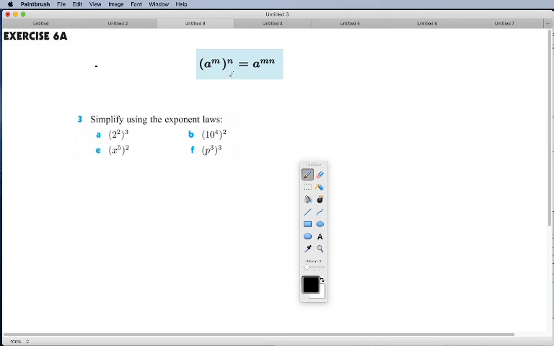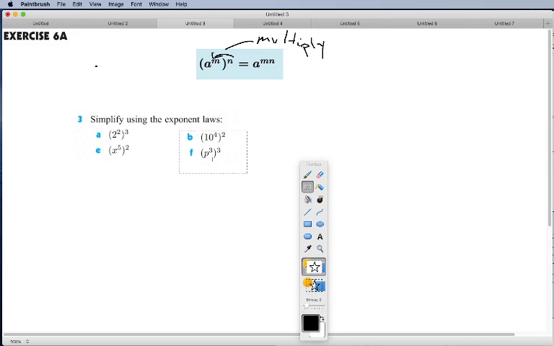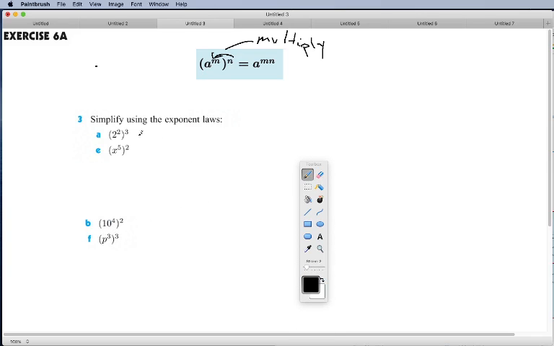Next, we have this other law which says if you have a base to the power of some number with another number on the outside of the brackets, you can bring it in here and they multiply. So this is multiplied. Okay. So we make sure we multiply. For instance, let's just take an example that we have here. According to this rule, we keep 2 the same, and I'm going to multiply 2 times 3. So this is 6.